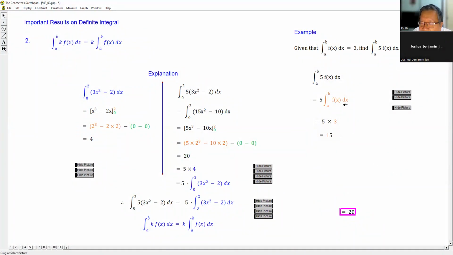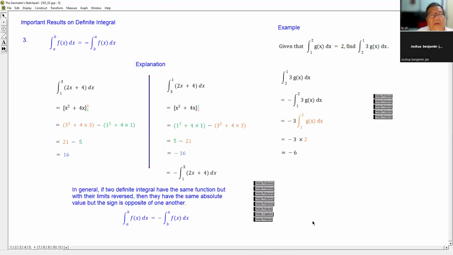So I replace this orange with the number 3 because this told us that the definite integral is 3. So you just replace it with 3. 3 multiplied by 5, the answer is 15. So you understand this one, right? So we carry on.